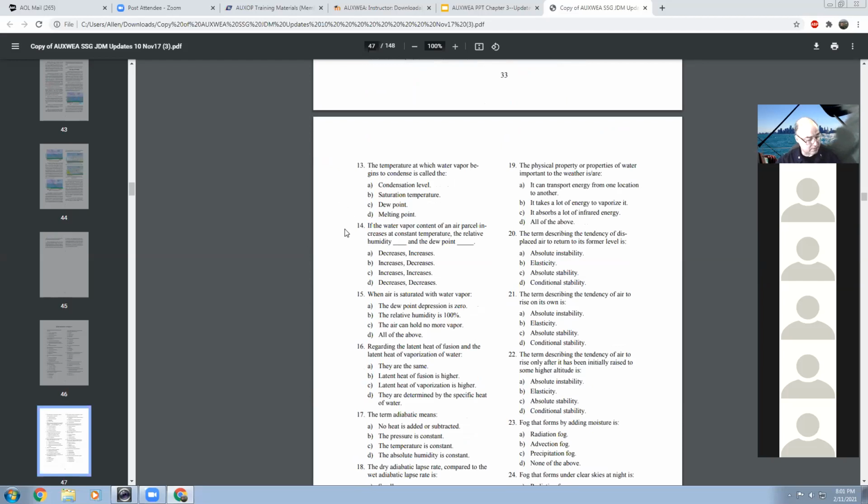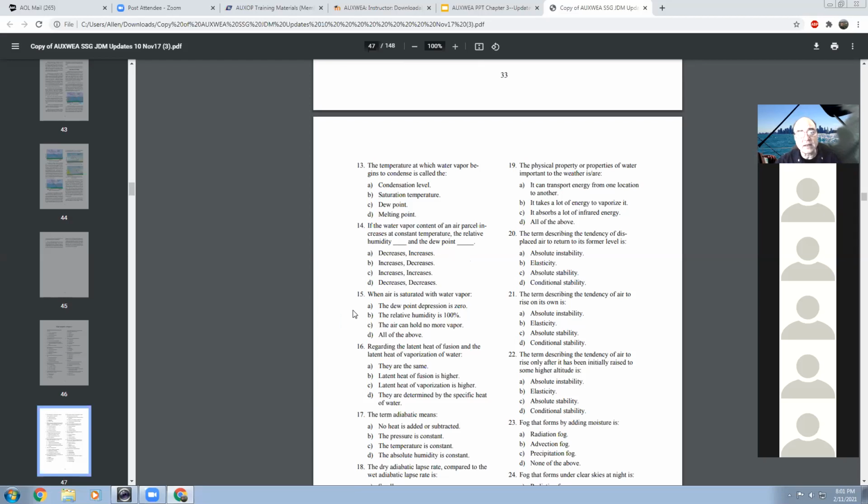Good. 14, Alex Carmichael, if the water vapor content of an air parcel increases at constant temperature, the relative humidity blank and the dew point blank. It's all of the above. Not one of the choices. Oh, Alex. I'm sorry, 14. Oh boy. Increases and increases. Increases, C. Good.